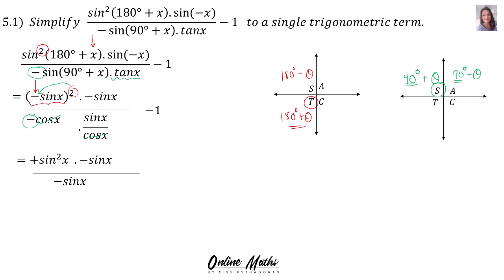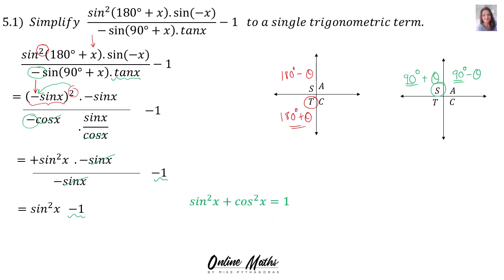Then, where's the minus 1? There it is. Now we can say sin squared x, and then what I did was I said a minus divided by a minus is a plus. Sin x and sin x will cancel, and then this minus 1 is this minus 1. Then we end with sin squared x minus 1.